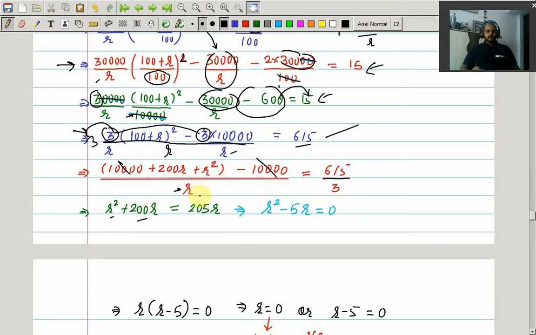and 3 divided by 615 is 205, and this R gets multiplied here. So this is 205R.